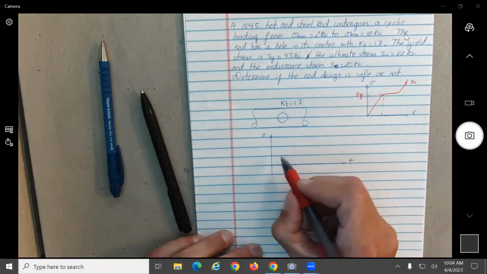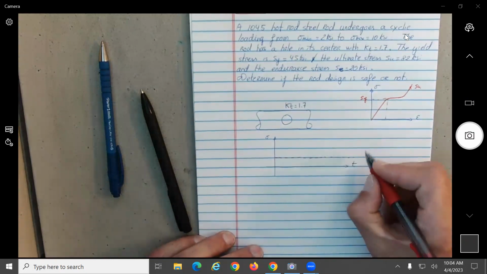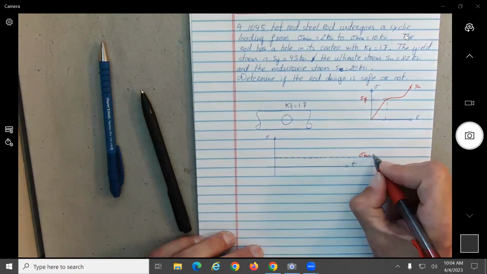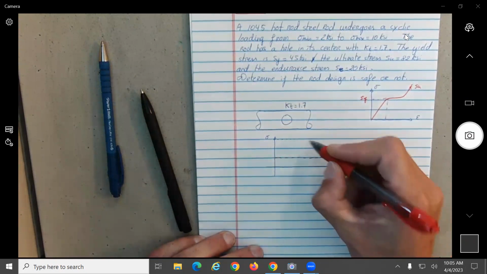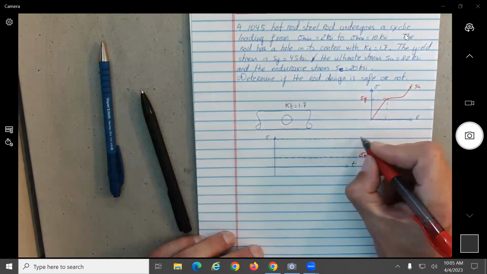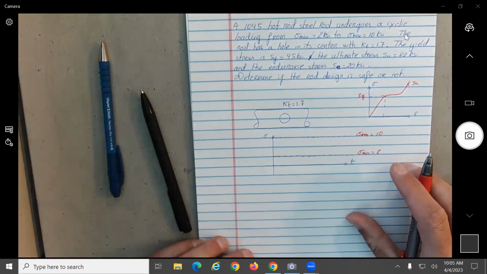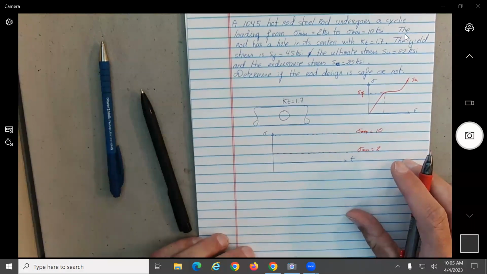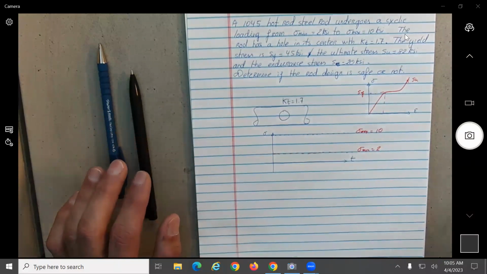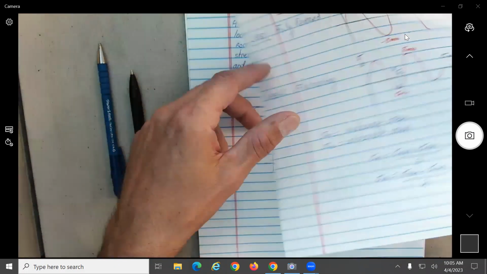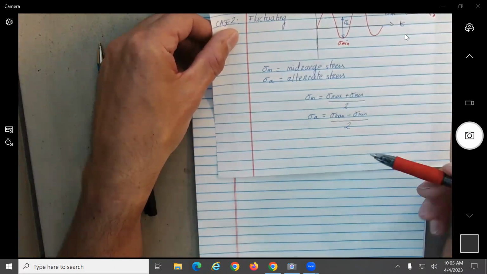I'm just reading the problem. The minimum stress here is equal to 2, and the maximum is equal to 10. Last time I gave you some equations. We derived the equations for the mid-range stress and the alternating stress. So we're going to use these equations here.